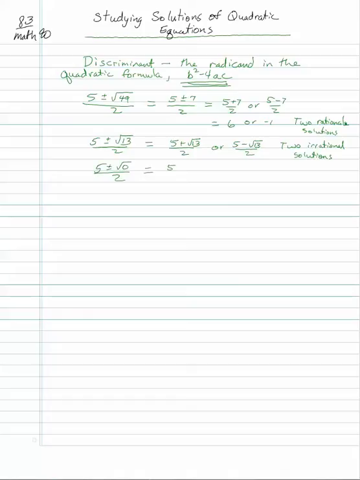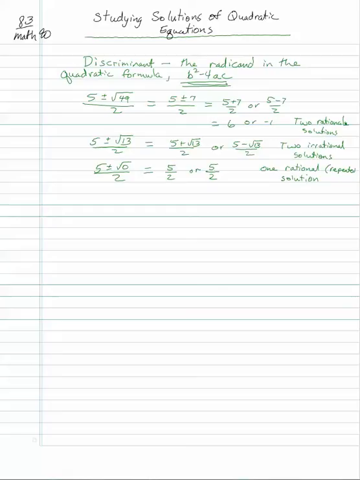If the b squared minus 4ac was 0, you would get 5 halves plus 0 is 5 halves, or 5 halves minus 0 divided by 2 is still 5 halves. So you get one rational solution that's repeated. So you get one solution twice, basically. And normally you just write down just one.